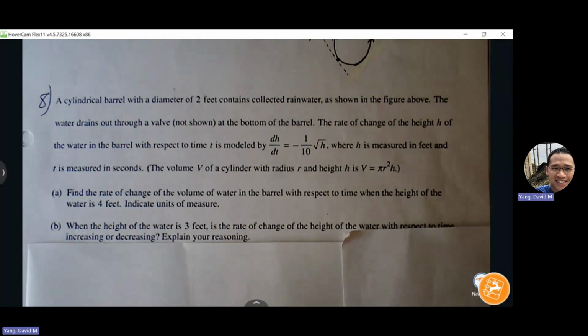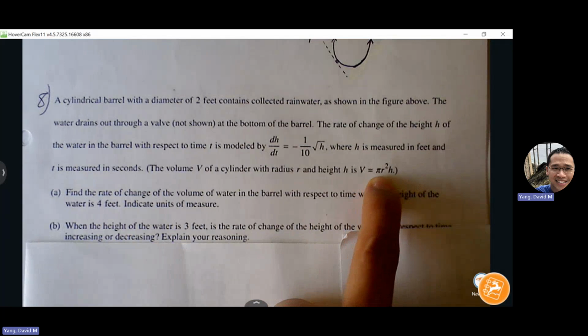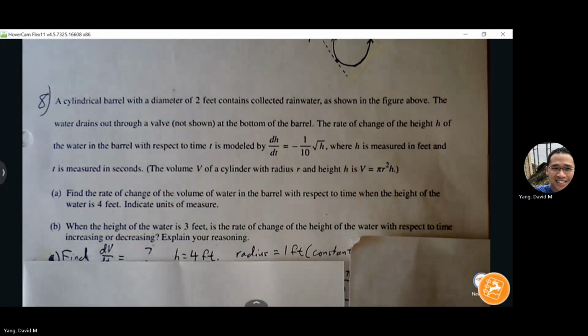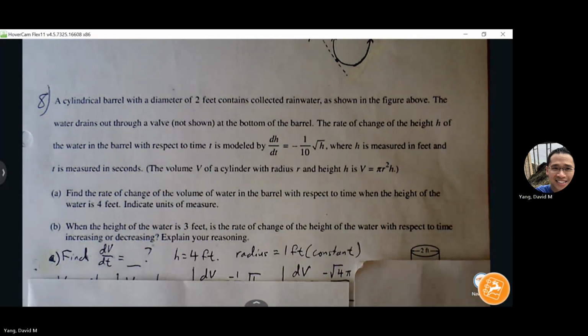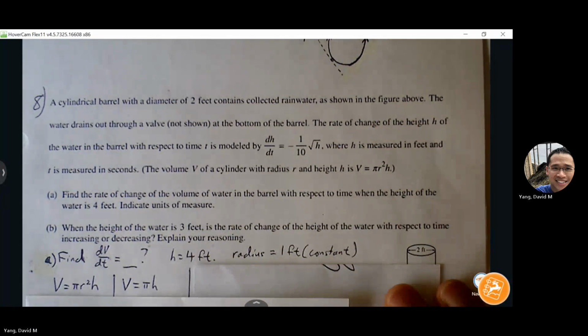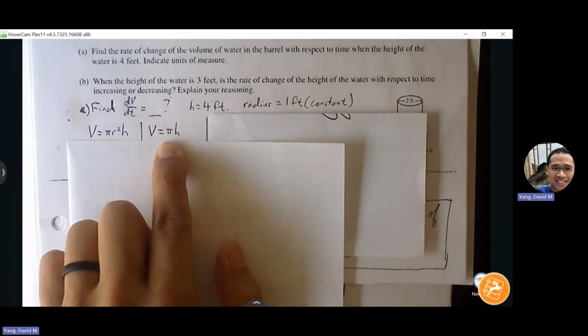So part A says find the rate of change of the volume of water. So we're trying to find dV/dt, but first see what you can do to get your volume equation without the radius in there. Diameter is 2 feet, so what does that tell you? Radius is 1. So your equation, before you find the derivative, is as simple as V equals pi h.